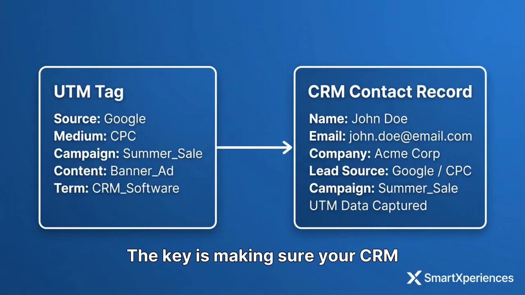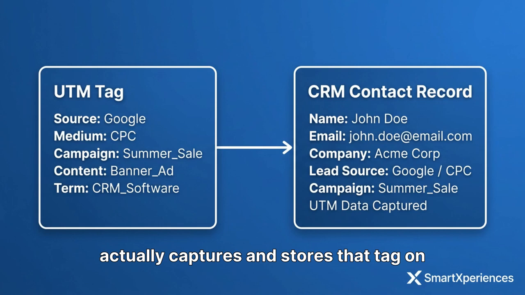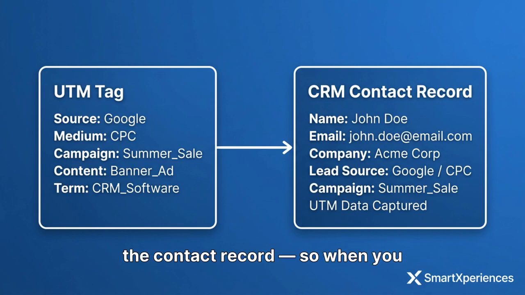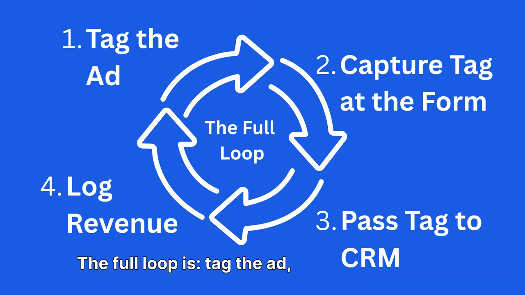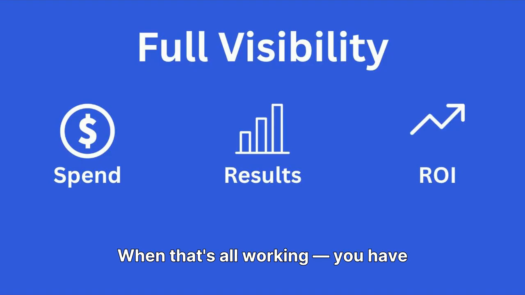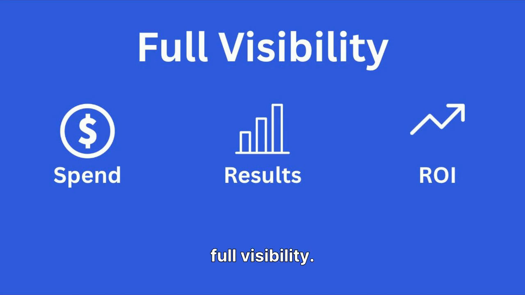The key is making sure your CRM actually captures and stores that tag on the contact record, so when you close the deal weeks later, you can still trace it back. The full loop is tag the ad, capture the tag at the form, pass the tag to the CRM, and close the loop when revenue is logged. When that's all working, you have full visibility. You know what you spent, you know what it produced, you can make real decisions.